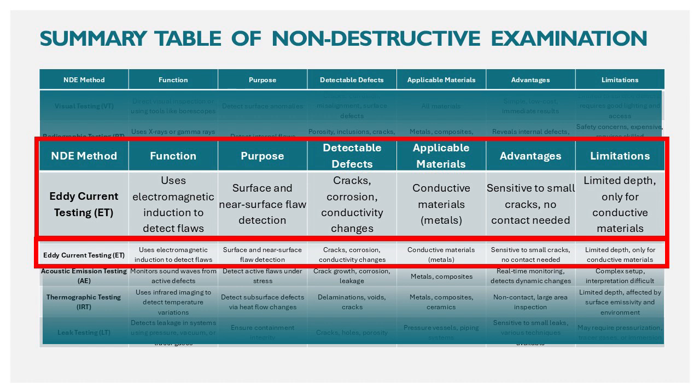The advantages of eddy current testing include no contact needed, sensitivity to small cracks, and being fast and automated. The limitations of eddy current testing include limited penetration depth, only working on conductive materials, and sensitivity to geometry and surface condition.